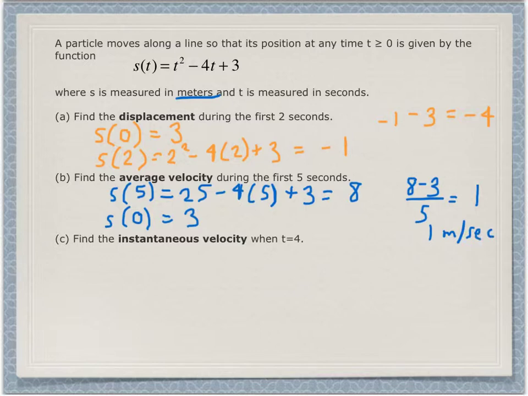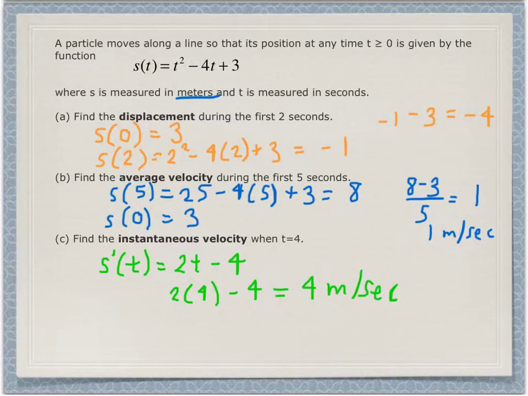All right, now I was kind of goofed up there a bit, but let's go down to letter C, the instantaneous velocity. Now the instantaneous velocity is where I want to take that first derivative. So when I find the derivative of this, now that we know our shortcut rules, it's going to be 2t minus 4. That's my derivative. And when t equals 4, all I have to do is put a 4 in place of t. 2 times 4 is 8. 8 minus 4 is 4. And so my answer is 4 meters per second.